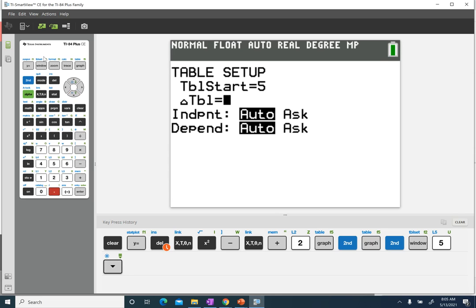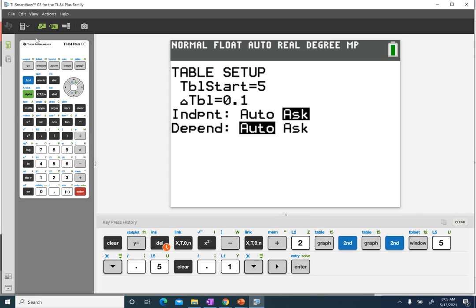So do you want it to go up by 1? Do you want it to go up by 0.5? Do you want it to go up by 0.1 or 0.01? You can kind of change it to whatever would be most helpful. And then actually what is the most handy thing for these limits is instead of having the auto on for the independent variable, you can go ahead and change it to the ask.